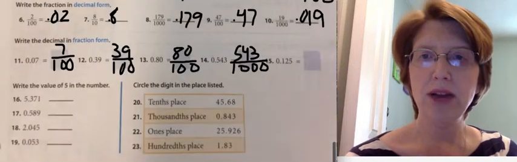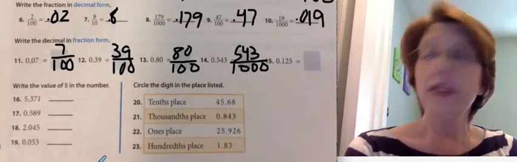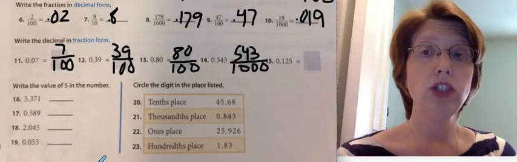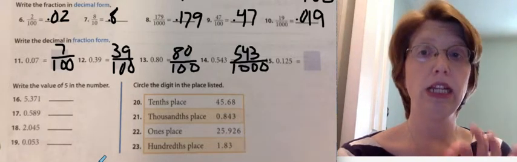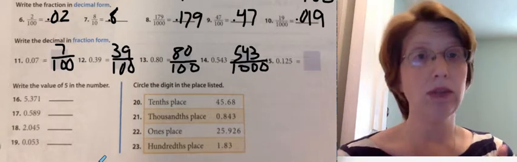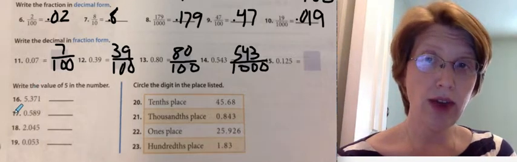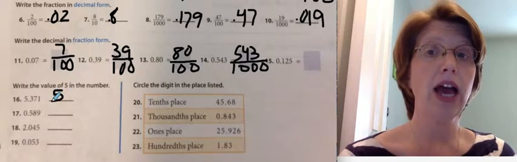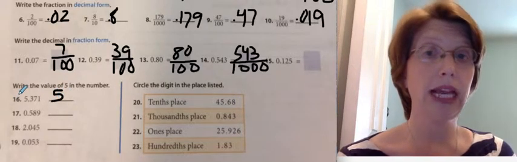Okay, look at the bottom of this. Write the value of 5 in the number. All that means is they want you to say where it is in relationship with the decimal, basically. So if you have 5, that is a whole 5. So we're just going to write 5 because it is in the ones place.